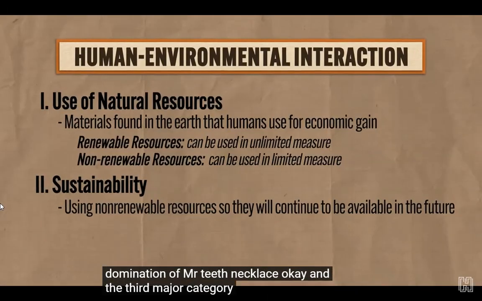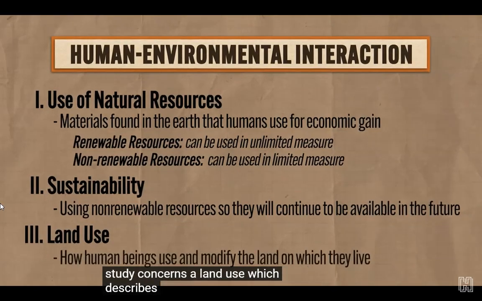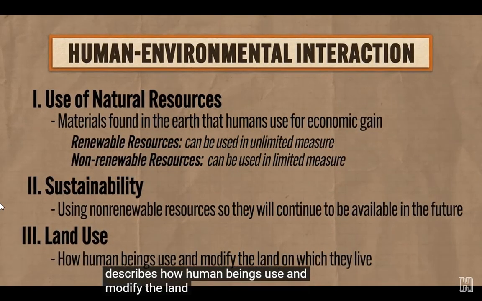Okay, and the third major category of human environmental interaction geographers study concerns land use, which describes how human beings use and modify the land on which they live.